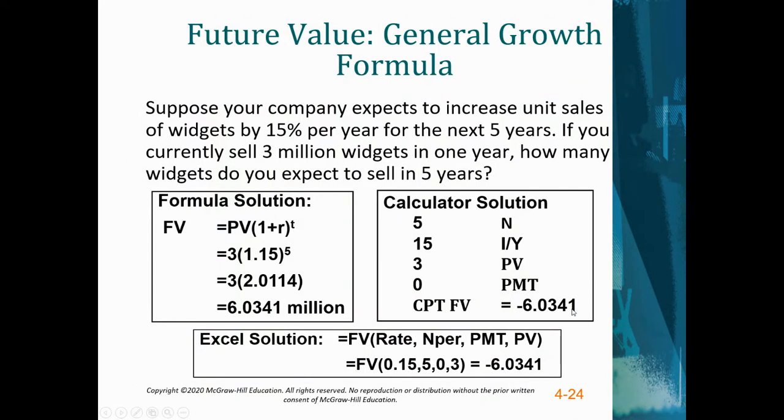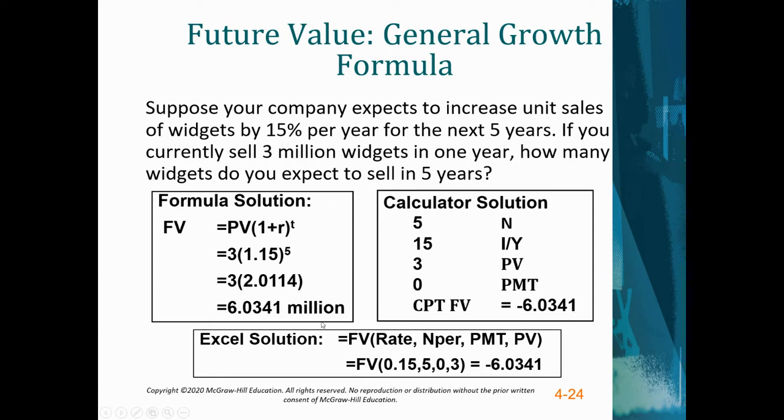Okay. The next example, suppose your company expects to increase unit sales of widgets by 15% per year for the next 5 years. You currently sell 3 million widgets in 1 year. How many widgets do you expect to sell in 5 years? Well, this one basically, our growth rate of how many widgets we sell is going to increase 15% per year for the next 5 years.